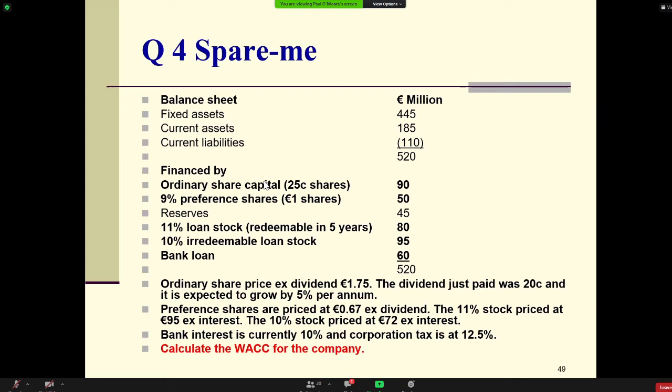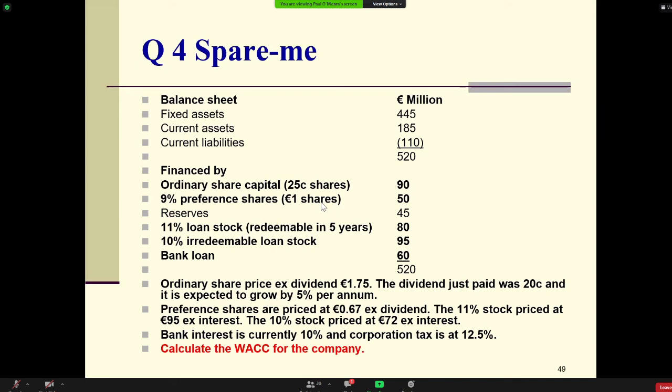So we have ordinary share capital, that's equity if you like. We have 9% preference shares, €1 each. That's a different form of finance. Preference shares pay a constant dividend. Reserves are just an accounting procedure. They belong to the ordinary shareholders, but I will be using share price, you'll see. The 25-cent share value is the original price, but there is a price today, and that will reflect reserves.